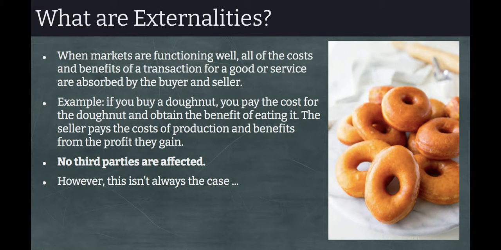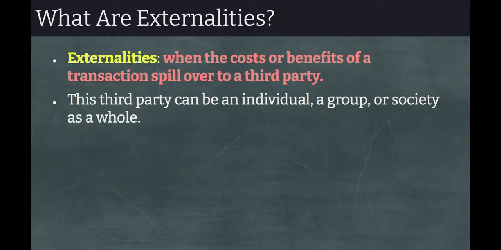All right. So today we're going to be talking about externalities. So what are externalities? Let's answer that question first. So when markets are functioning well, all the costs and all the benefits of a transaction for a good or service are absorbed by the buyer and the seller. So there's no third party involved. So for example, if you buy a donut, you pay the cost for the donut and you obtain the benefit of eating it. The seller pays the cost of production and then benefits from the profit that they gain when you pay for the donut. There's no third party affected here. However, this isn't always the case.